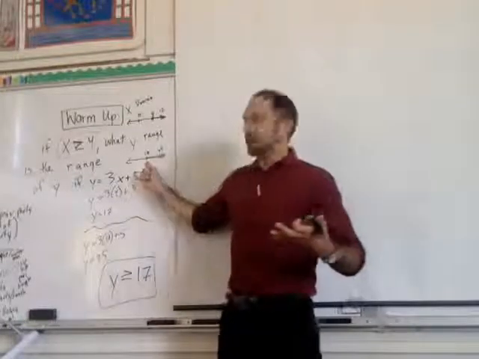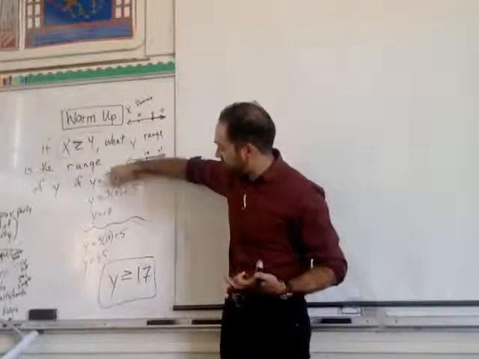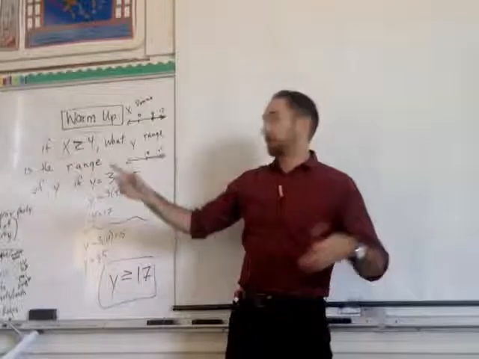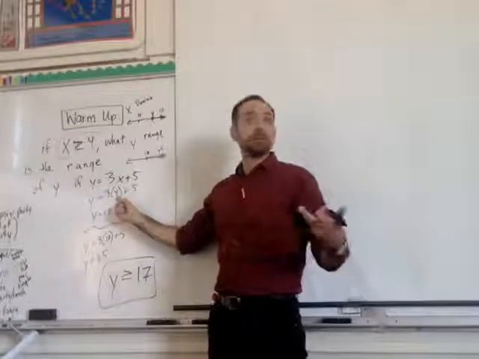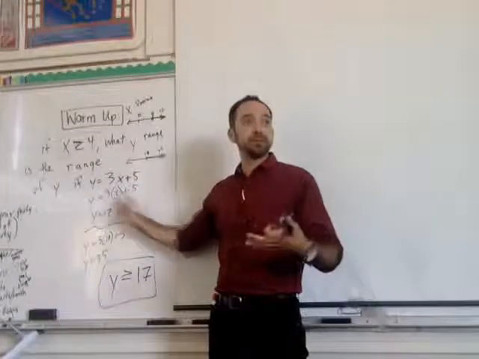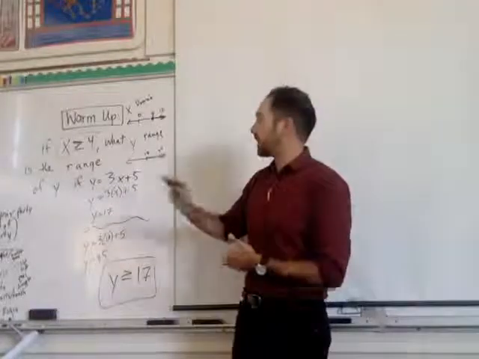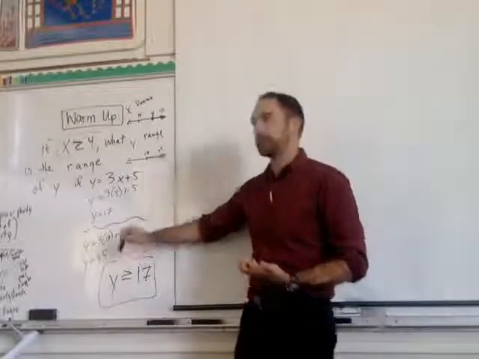You can see this, right? You can see that any number you add or multiply here, it's just going to keep getting bigger. If I put in 100, we end up with 305. If I put in 1,000, we get 3,005. It's getting bigger and bigger. So it's that y is greater than or equal to 17.